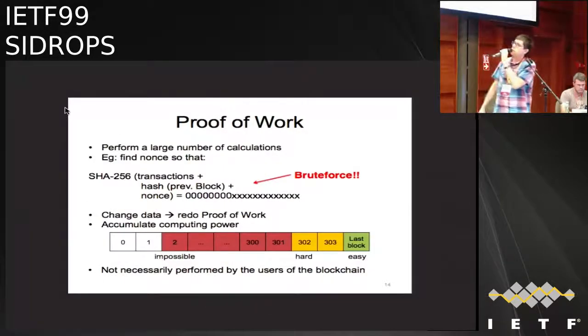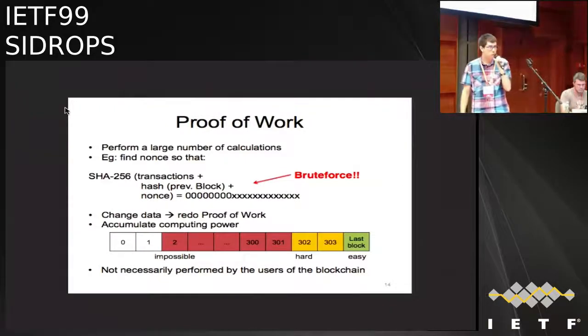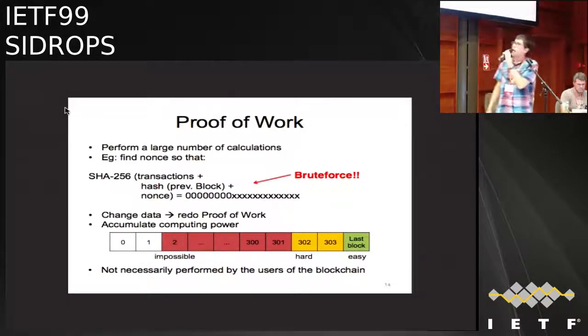So proof of work in one slide. Proof of work is related to computational power. To add the block, nodes have to perform a large amount of calculations. For example, in Bitcoin, the hash of the block has to start with a fixed amount of zeros. This is quite hard because the only known way to do this is by brute force. But it also means that if someone wants to change data, they have to redo the proof of work.